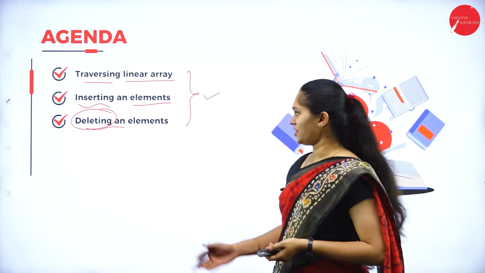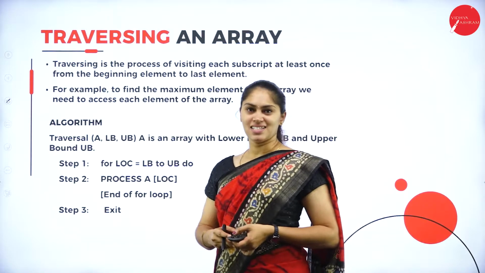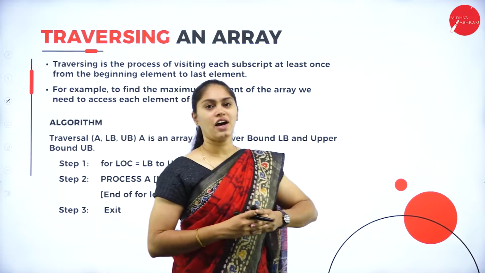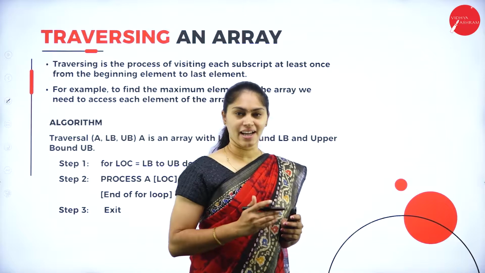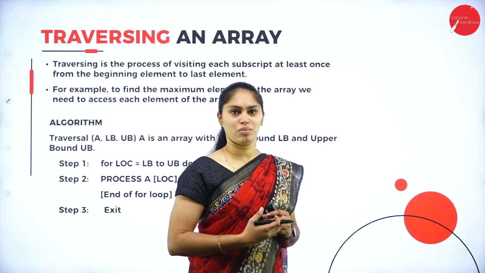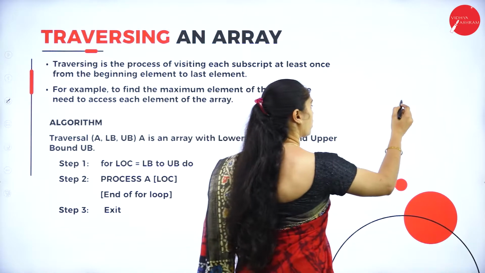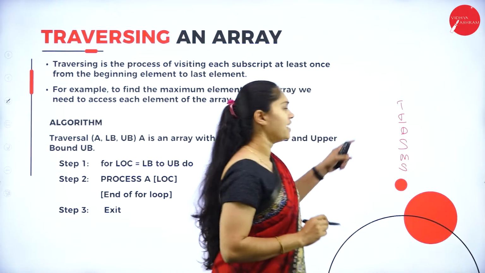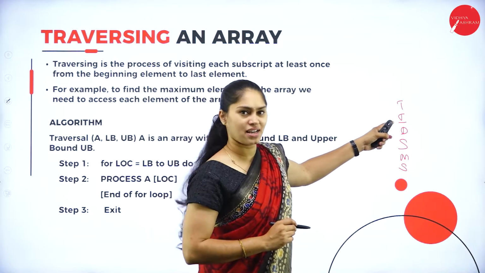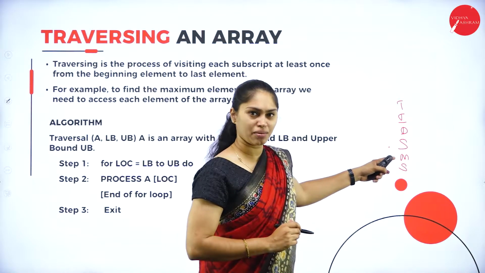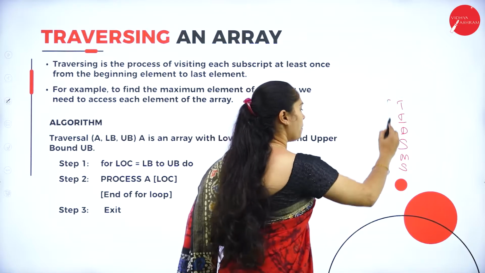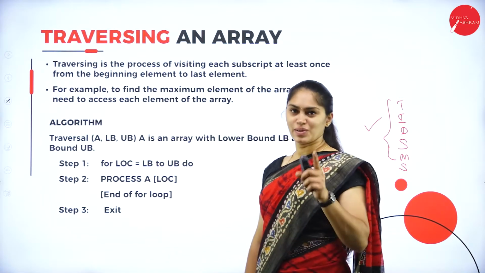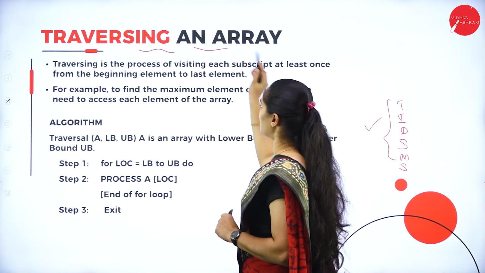Let me get into the session regarding traversing a linear array. As we discussed in unit 1, we learned about the operations of a linear array, or what operations can be performed on arrays. As I told you, a code word you need to remember is TID SMS. Here T represents traversal, I insertion, D deletion, S searching, M merging, S sorting. These are the basic operations that can be performed on an array. Along with that, first we have traversing an array.